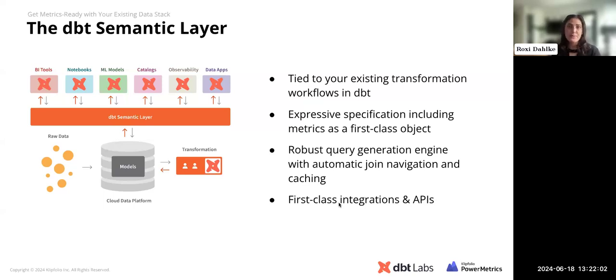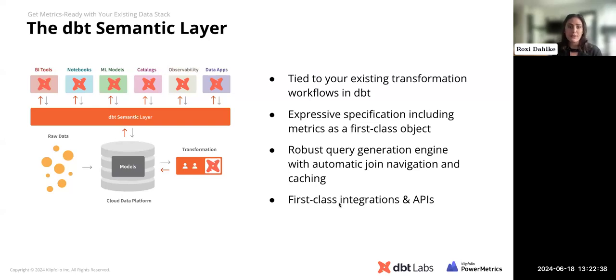The dbt Semantic Layer treats metrics as a first-class object, and we have a pretty expressive specification allowing you to really build complex things without having to write a bunch of hairy SQL. The core of our product is a SQL generation engine that compiles optimized SQL for your platform. It automatically handles joins and also supports caching for performance. We have some APIs you can build on top of, as well as first-class integrations, such as the one we have with Klipfolio's PowerMetrics.